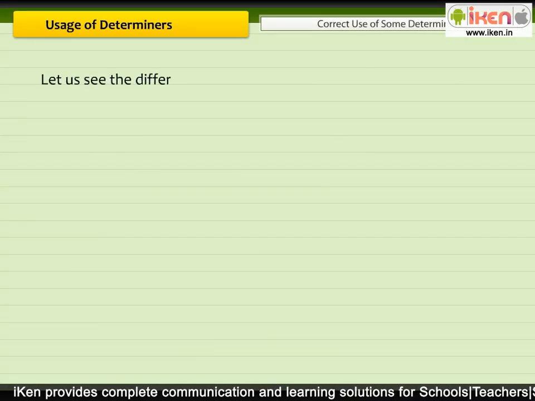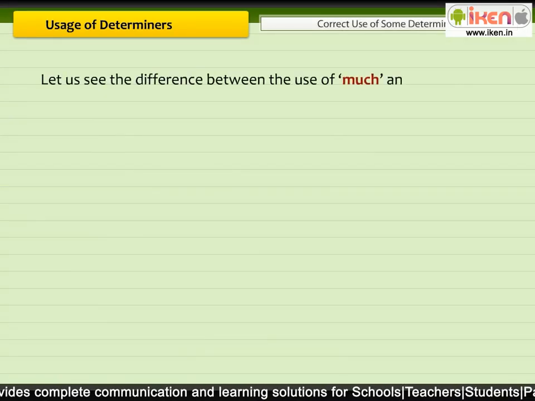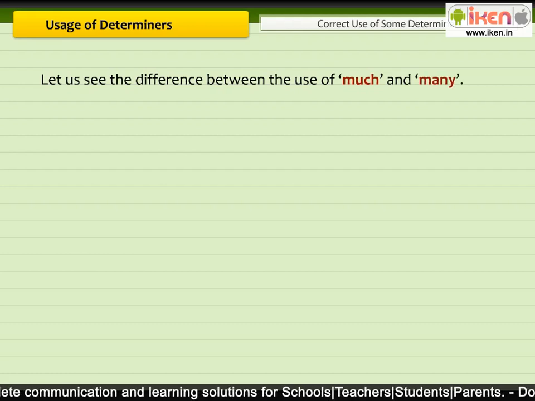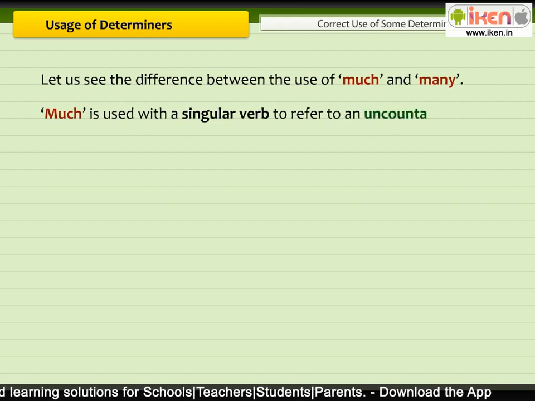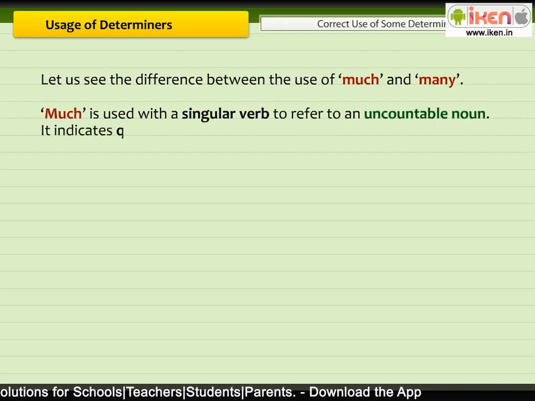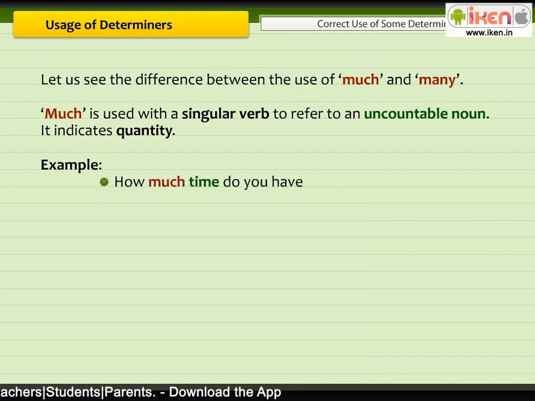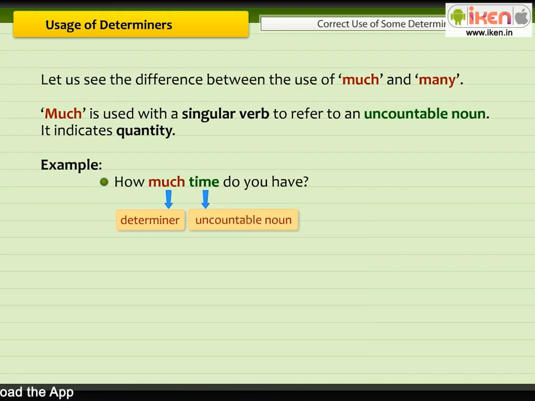Let us see the difference between the use of much and many. Much is used with a singular verb to refer to an uncountable noun. It indicates quantity. For example, how much time do you have? The determiner much is used to refer to the uncountable noun time and indicates quantity.